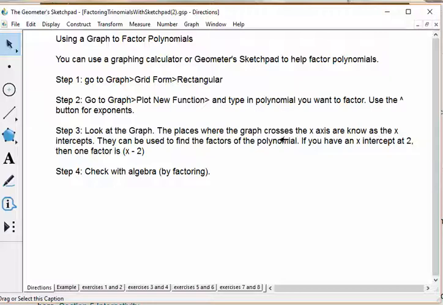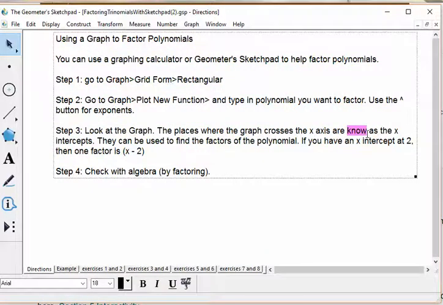The place where the graph crosses the x-axis, oops, that's a typo, are known as the x-intercepts. They can be used to find the factors of the polynomial. You just use the opposite of them. So if you have an x-intercept at 2, then one of our parentheses will be x minus 2. And then we can check with algebra by factoring, and we can also put them together with FOIL. And that's how we can check and see if our answer is correct.